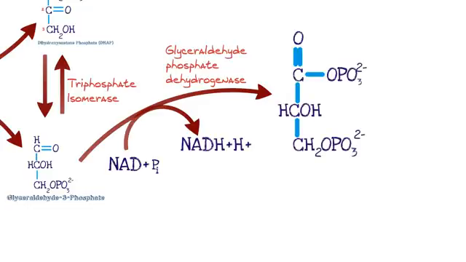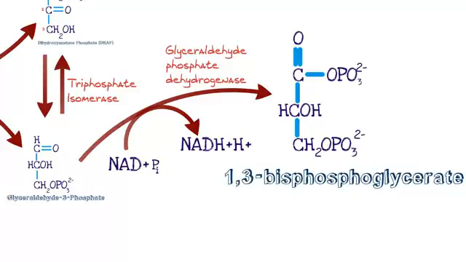In this process, we produce 1,3-bisphosphoglycerate, otherwise known as 1,3-BPG. This molecule is so important, not only for glycolysis, but 1,3-BPG is a precursor to 2,3-BPG, otherwise known as 2,3-bisphosphoglycerate. 2,3-BPG regulates hemoglobin's affinity for oxygen in our red blood cells. So that's why this molecule has a dual importance.